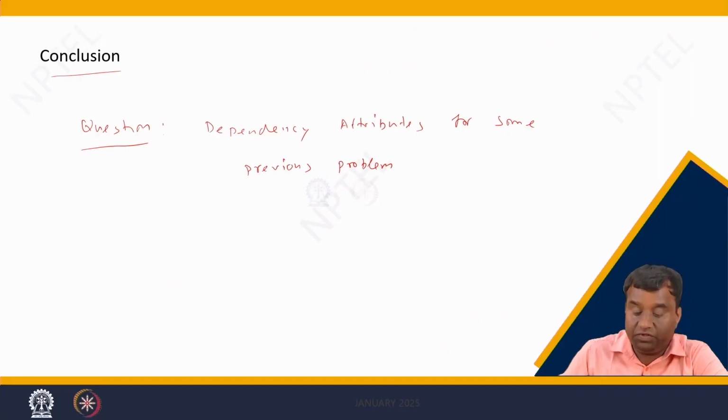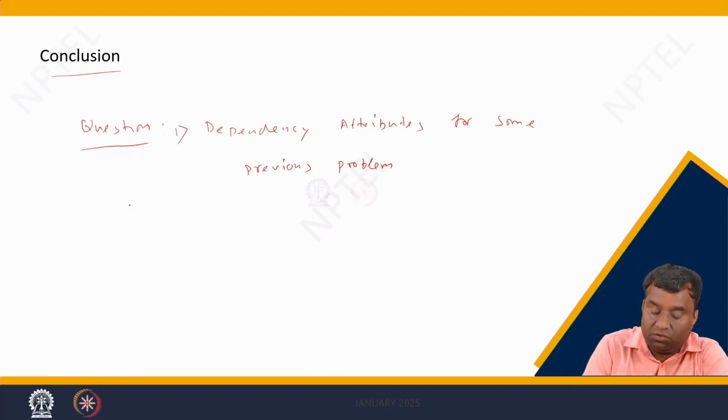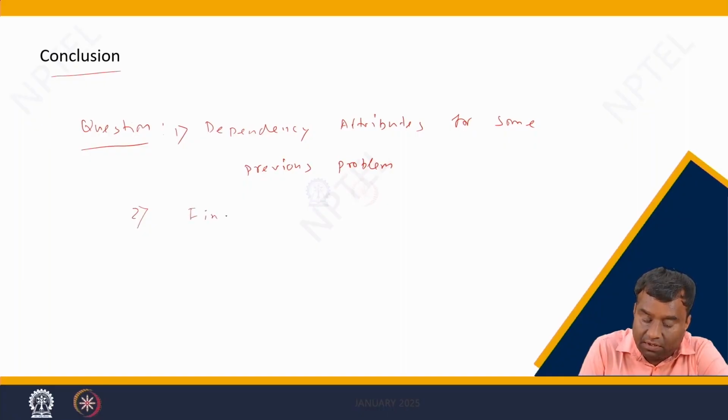So I hope in this class you have understood the dependency of attributes and also the rough membership functions. So take any previous problem and try to find the dependency of attributes. In question 2, try to find the rough membership functions of any previous problem.